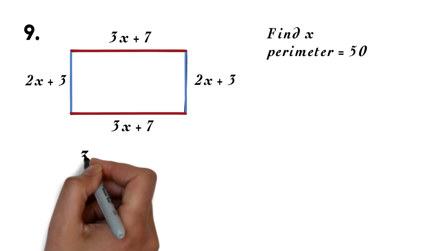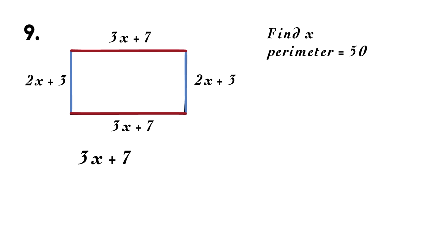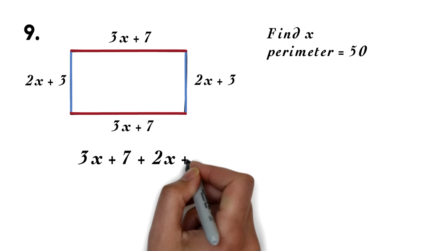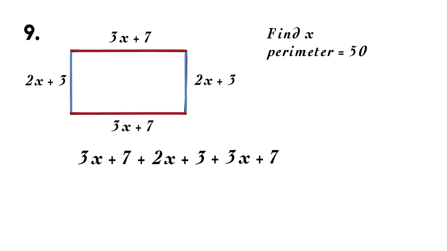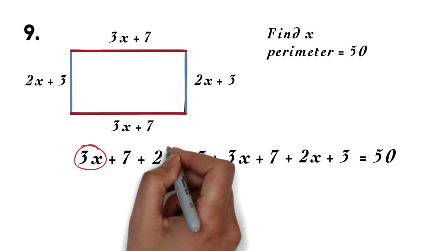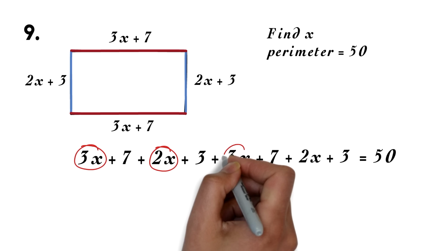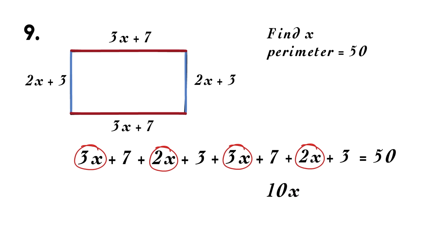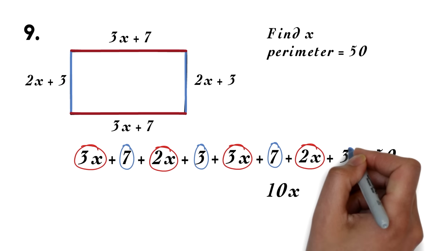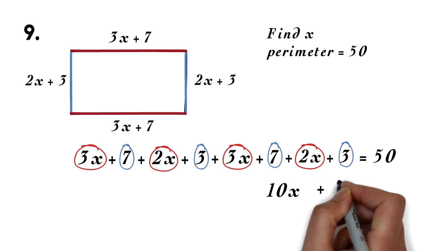We have 3x plus 7 plus 2x plus 3 plus 3x plus 7 plus 2x plus 3. We can add all the x terms: 3x plus 2x plus 3x plus 2x. This will give us 10x. We can add the numbers 7 plus 3 plus 7 plus 3. This will give us 20.